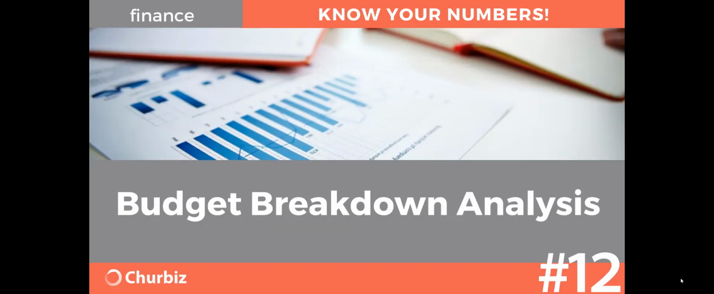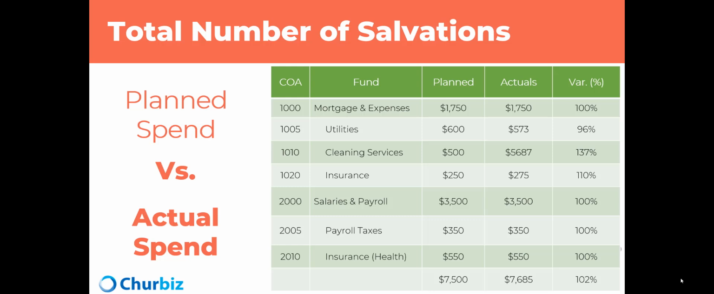The last metric in this section is your budget breakdown analysis. Now, this is one of those metrics that you should be tracking each month. You're looking at both your income and expenses to see how close the church is at meeting its financial goals. What you're looking for is variance from the budget. What was planned versus what was actually received and spent.